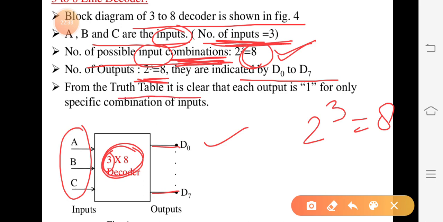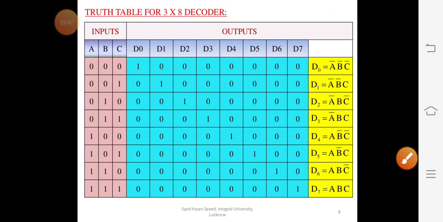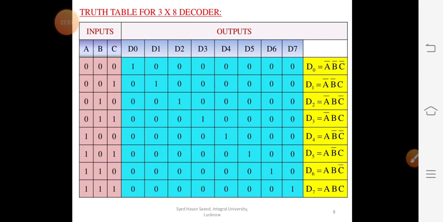Now from the truth table it is clear that each output is 1 for only a specific combination of input, meaning at a time only one gate will produce the output, not all the gates. Now next, this one is completed. Moving on to the next one. This is the truth table for the 3 to 8 decoder.